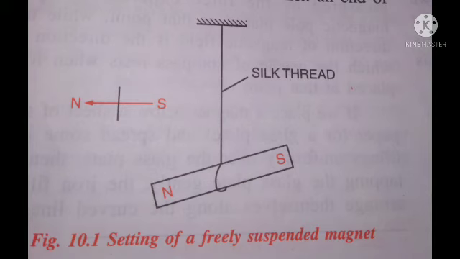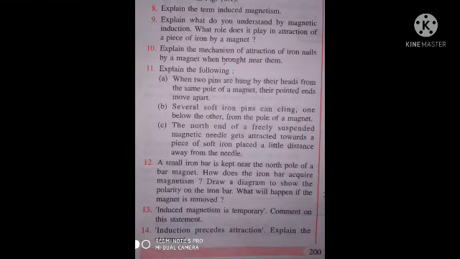Explain the term induced magnetism. The magnetism acquired by a magnetic material when it is kept near or in contact with a magnet is called induced magnetism. Explain what you understand by magnetic induction. What role does it play in attraction of a piece of iron by a magnet? Answer: the process in which a piece of magnetic material acquires magnetic properties temporarily in the presence of another magnet near it is called magnetic induction.